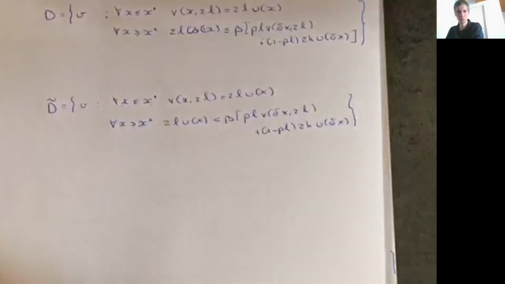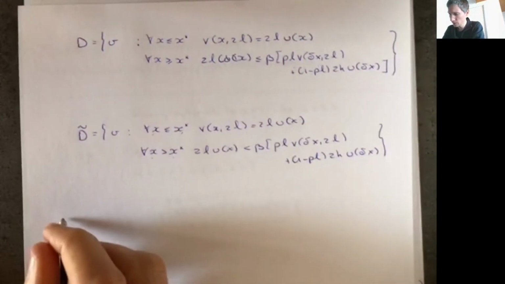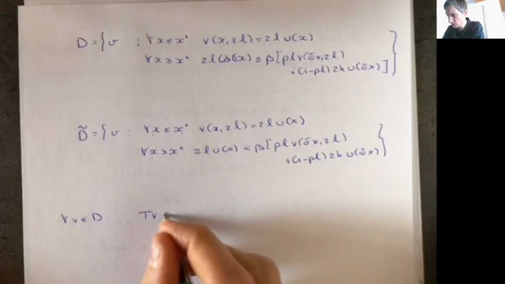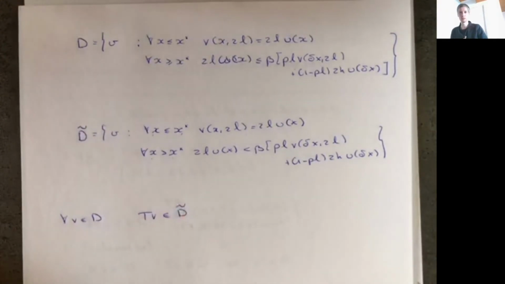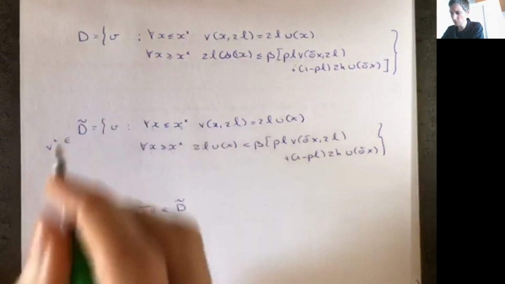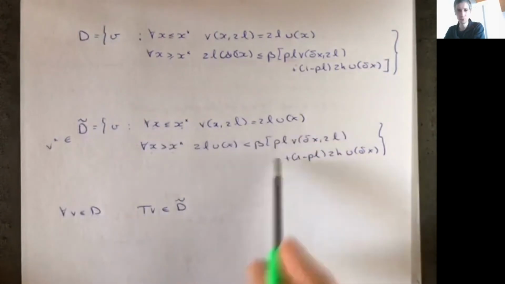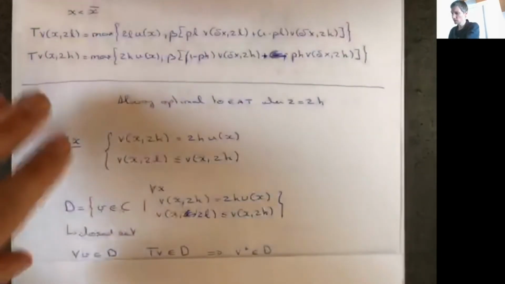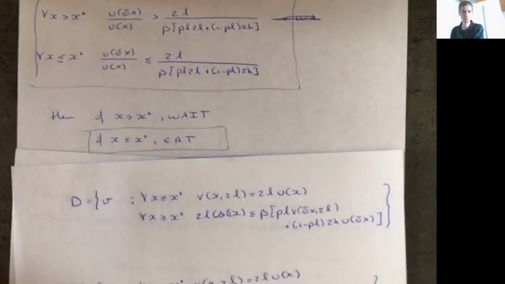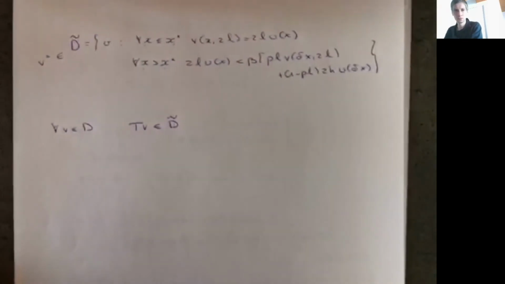Okay. So what I'm going to do, I'm going to show that for all V and D tilde, T of V is in D tilde. And this will show that the fixed point is in D tilde, so it will satisfy the policy rule. So that's what I'm going to do.